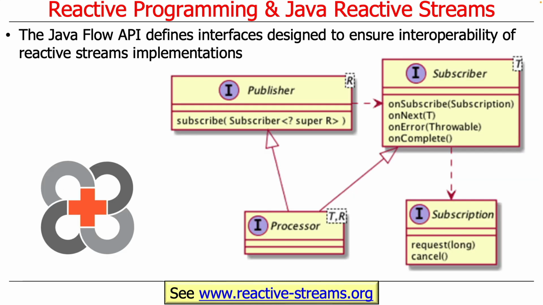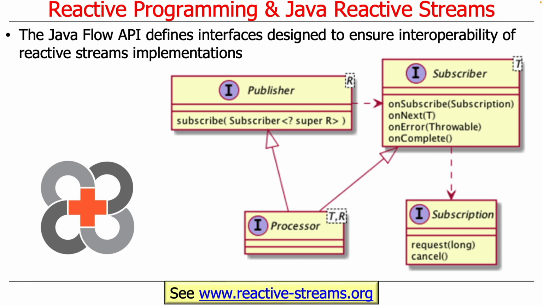Now, the Java Flow API defined 4 interfaces that were intended to ensure interoperability of reactive streams implementations. And this provides the basic building blocks for all the other stuff we talked about, like Project Reactor and Akka and RxJava and so on. And here are the 4 interfaces. They are Publisher, which allows a subscriber to subscribe, and then the publisher can push events to it. Subscriber, which has a bunch of methods that the publisher calls back when it's got something to say.